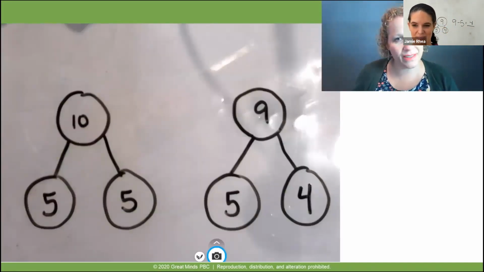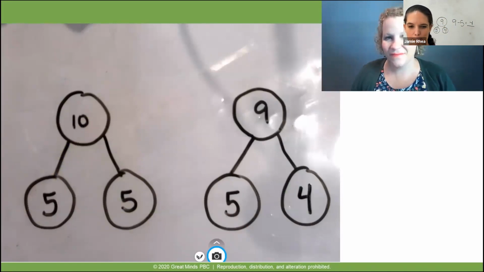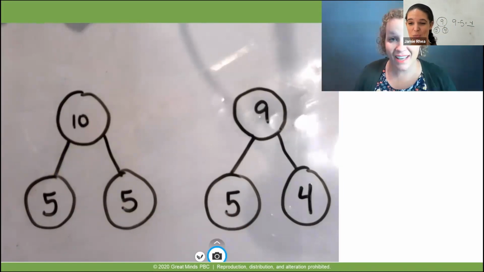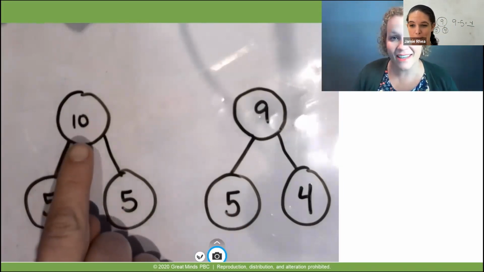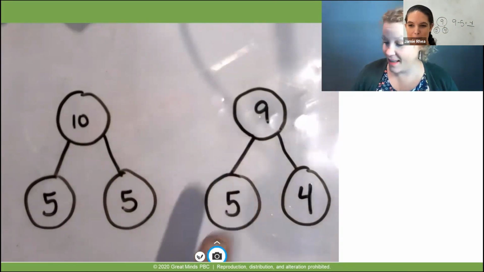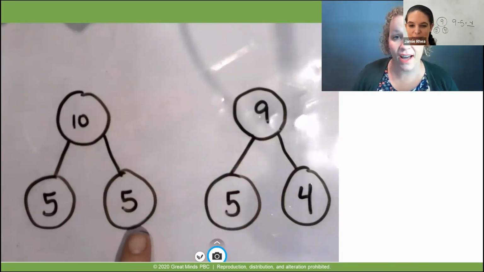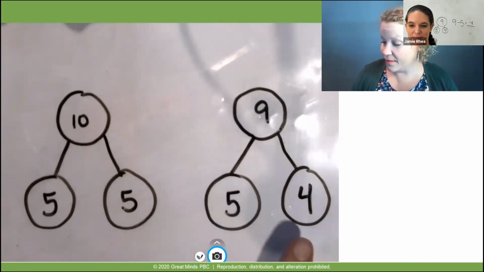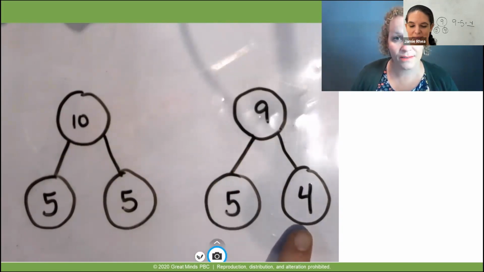How are the number bonds related? There's still 1 less. 9 and 10 are 1 less. The total 10 is 1 more than the total 9. And our unknown part 5 is 1 more than our unknown part 4.